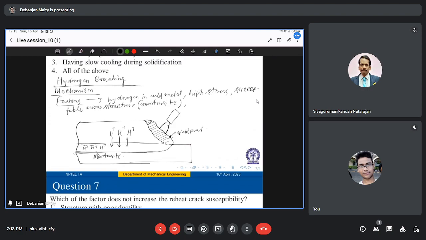So the mechanism of this hydrogen cracking is still not clearly understood, and numerous theories have been proposed, and it is not intended here to discuss these theories. And how does it appear? Typically this form of hydrogen cracking is called underbead crack. This you are well aware of. The underbead crack is essentially parallel to the fusion boundary, and this is caused because of stress concentration.